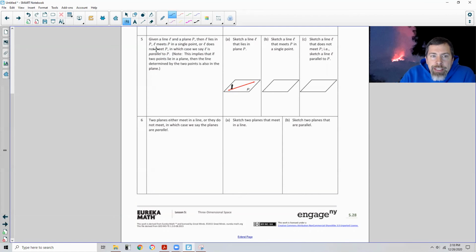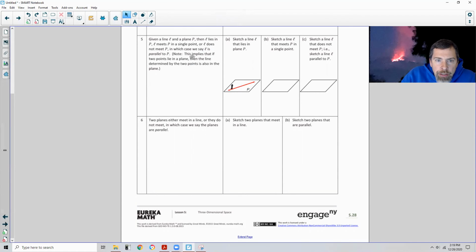So let me read that. Given a line L and a plane P. So there's line L in red, and there's plane P in the corner. This plane right here is a plane P. So L meets P in a single point. So that could be like breaking up through, think of a pencil poking through a piece of paper. Or L does not meet P at all. So it says sketch a line L that lies in plane P. So there's the L that lies in plane P.